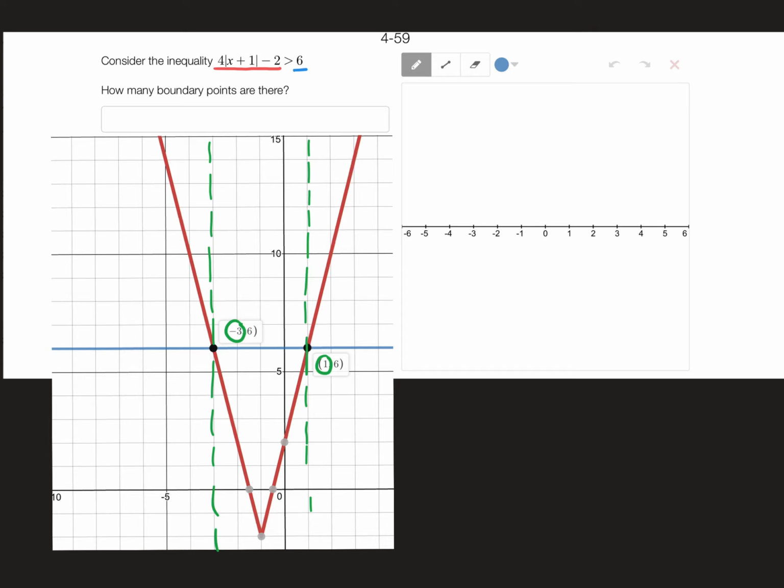So on my number line, I'm going to mark those boundary points. And I'm going to use open circles once again because my inequality sign is strictly greater than. It's not greater than or equal to. So we have two boundary points, and those boundary points are at negative 3 and positive 1.